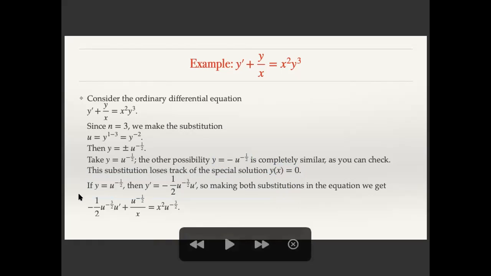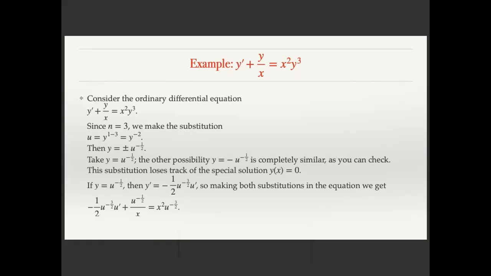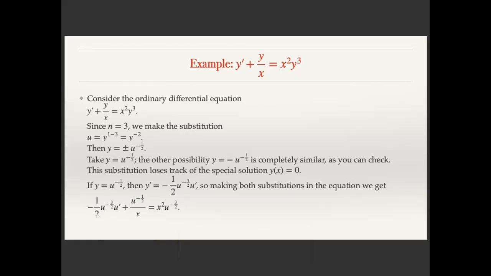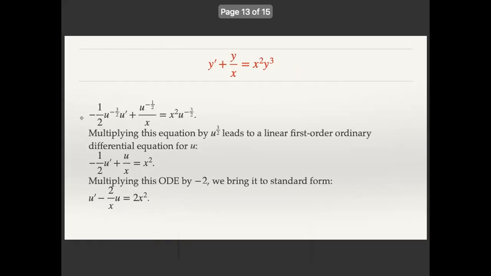And if y is u to the minus 1/2, we make this substitution into the equation. And we get y prime is minus 1/2 times u to the minus 3/2 times u prime. So I plug this into the equation. Minus 1/2 u to the minus 3/2 u prime plus u to the minus 1/2 over x is equal to x squared times u to the minus 3/2. So u to the minus 1/2 cubed is u to the minus 3/2. And now let's go on to the next page.